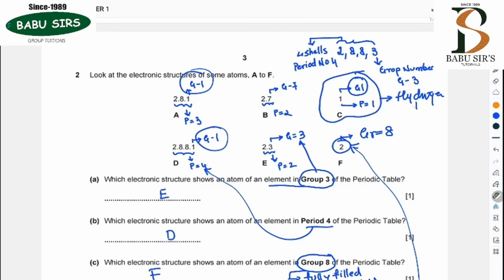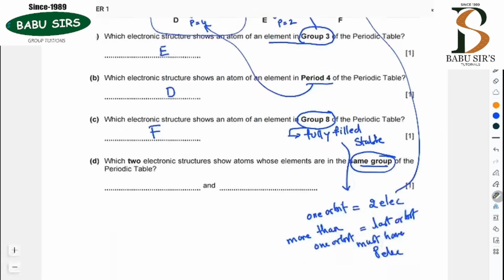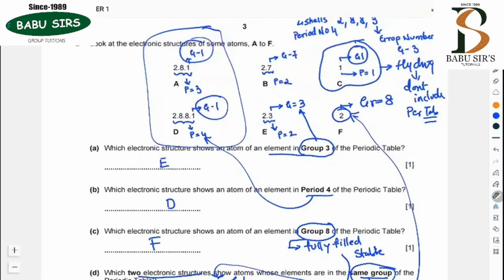And hydrogen we don't include in the periodic table. Hydrogen is always out of the periodic table. So the balance 2 remain, that is A and D, which belong to group 1. So here you can write the 2 electronic structures which show the same group, that is group 1, is A and D.